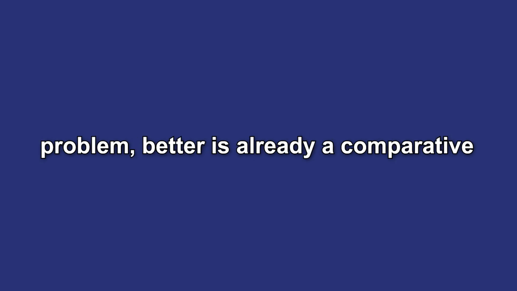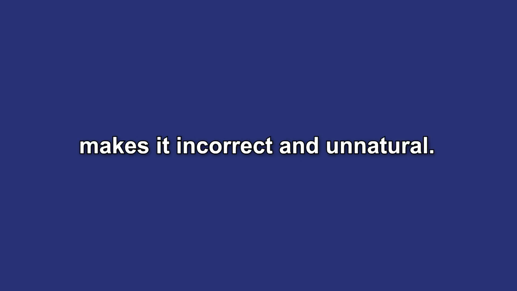Let's start with one of the most common errors, saying "more better." You might hear someone say, "This version is more better than the other." But here's the problem, better is already a comparative word. You don't need more. Just say, "This version is better." That's it. Adding more makes it incorrect and unnatural.